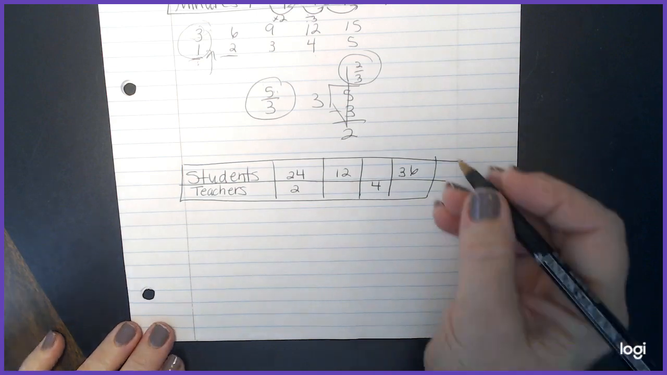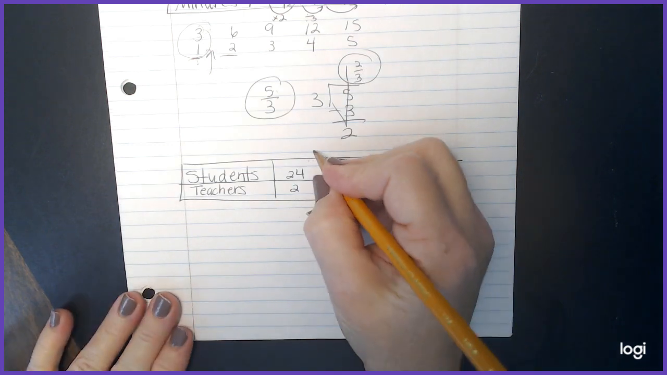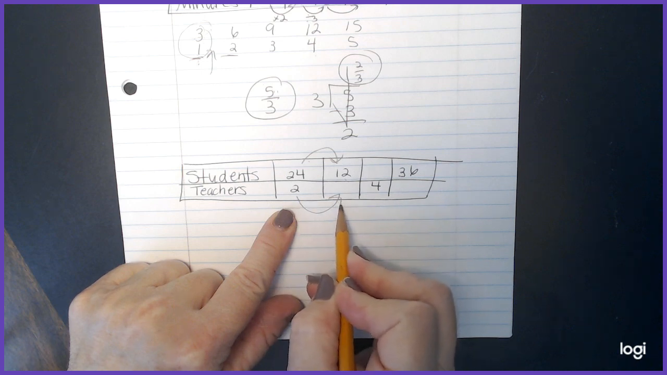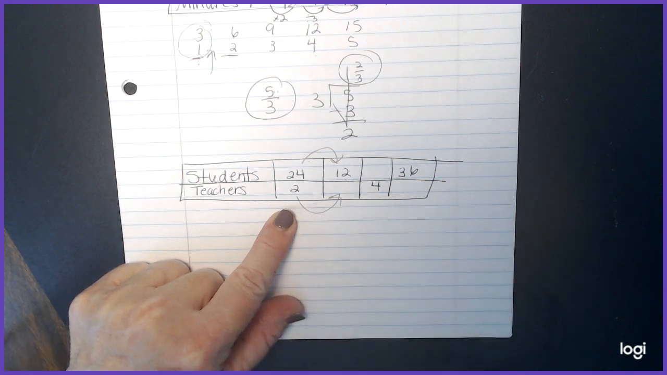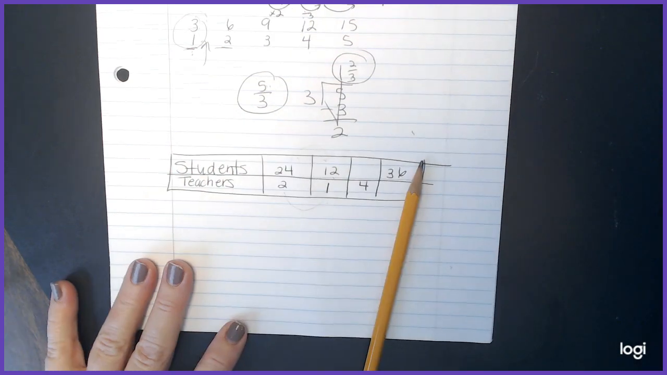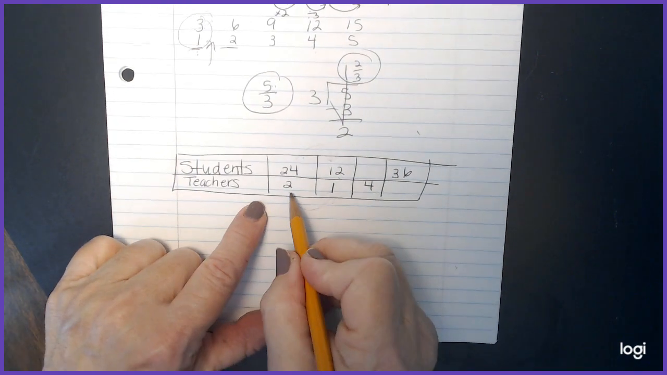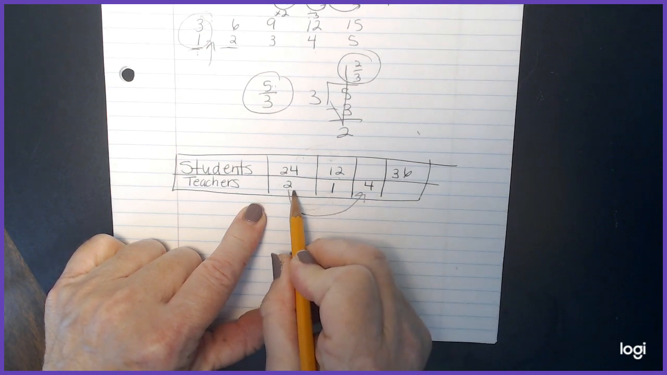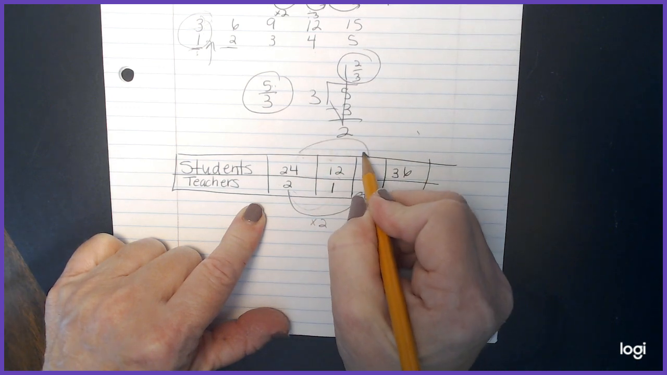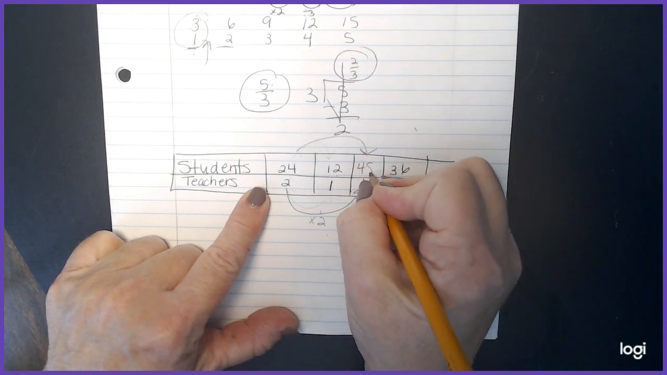All right, so if I'm looking, I've gone from my 24 students to my 12 by cutting it in half, right? So that means I'm going to have to cut this in half, which means I'm going from 2 teachers now to 1. All right, so now I'm going to look here at my ratio table, and I'm going to see how did I go from 2 teachers to 4 teachers. From 2 teachers to 4 teachers, I multiplied by 2. Well, then that means I have to do the same thing up here on the top. I have to take 24 times 2, which would be 48.